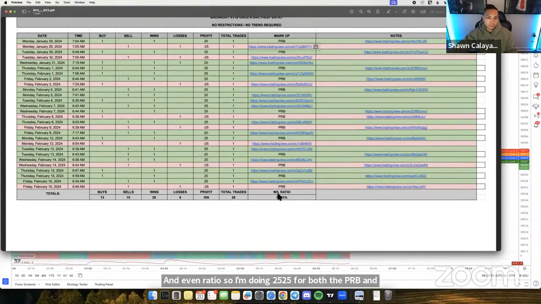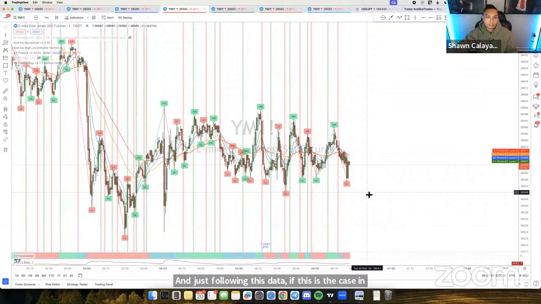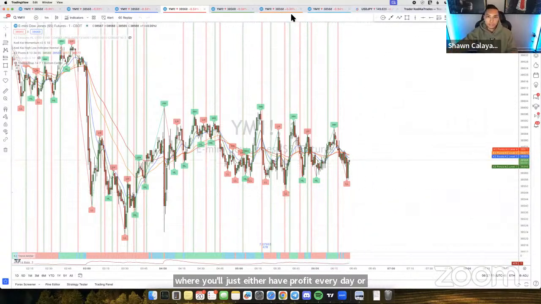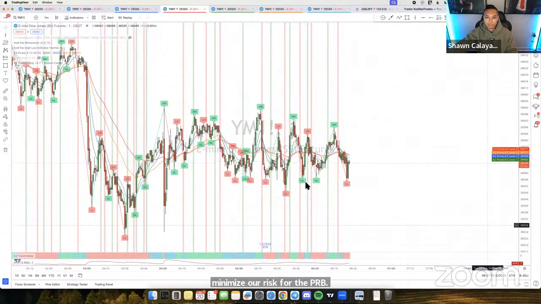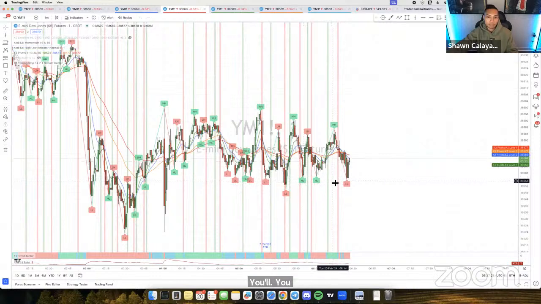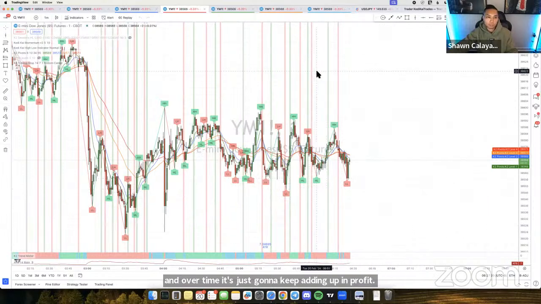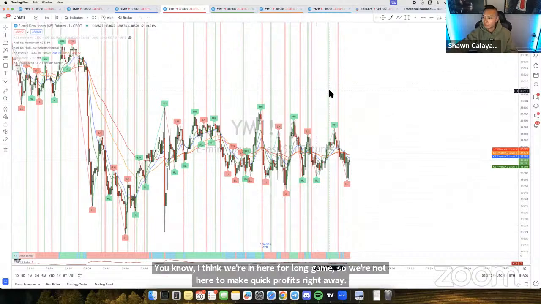And just following this data here, if this ends up being the situation long term, then for the rest of the year you'll either have profit every day or a break-even day, which I think allows us to minimize our risk for the PRB. So if you lose a PRB, you'll probably win a breakout V3, and you'll either end up at break even or with profit, and then over time it's just going to keep adding up in profit. So we're in here for the long game, not to make quick profits right away. We're here to make consistent profits long term.